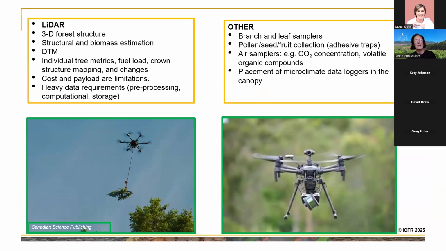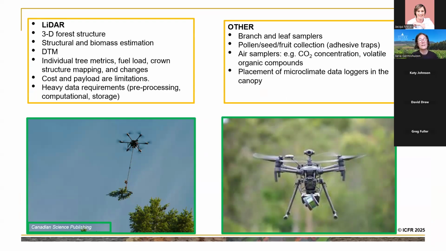Then we have LiDAR. LiDAR can also be attached to drones, and it is very important for the three-dimensional forest structure. They are based on radar-like sensors, so they don't really take readings of the reflectance of the objects we're interested in, but they do take the structural picture of the object that we are examining.